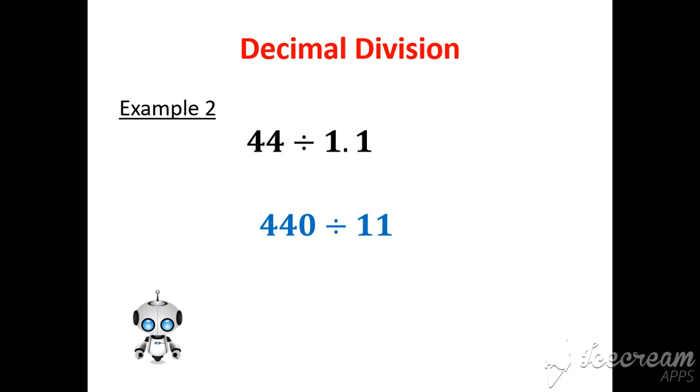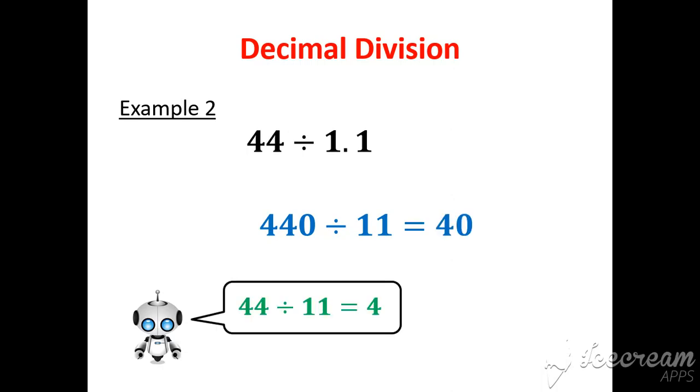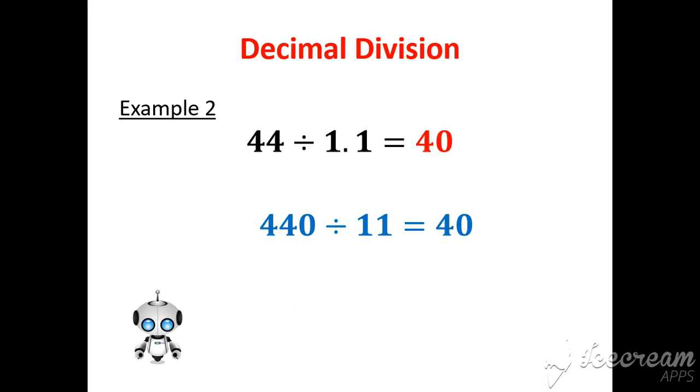Now I've just got to use a strategy to work out 440 divided by 11. I know that 44 divided by 11 is 4, and then I can just keep my 0 there to make 40. So my answer is 40, so 44 divided by 1.1 gives me an answer of 40.